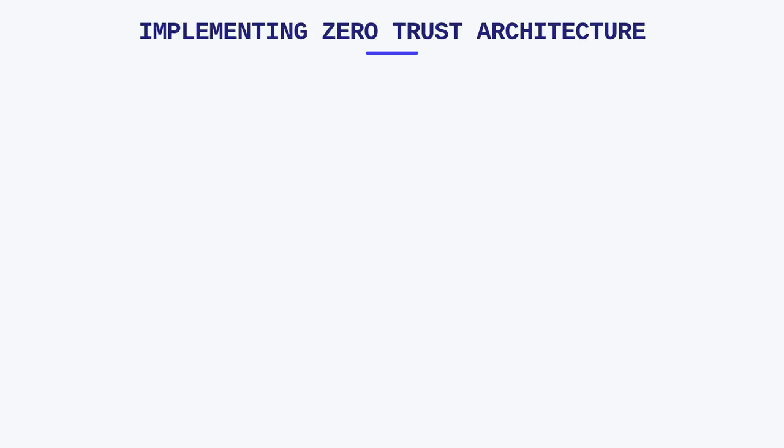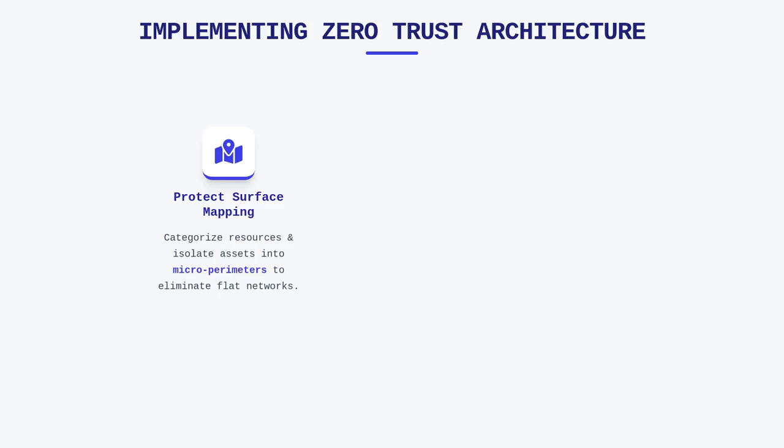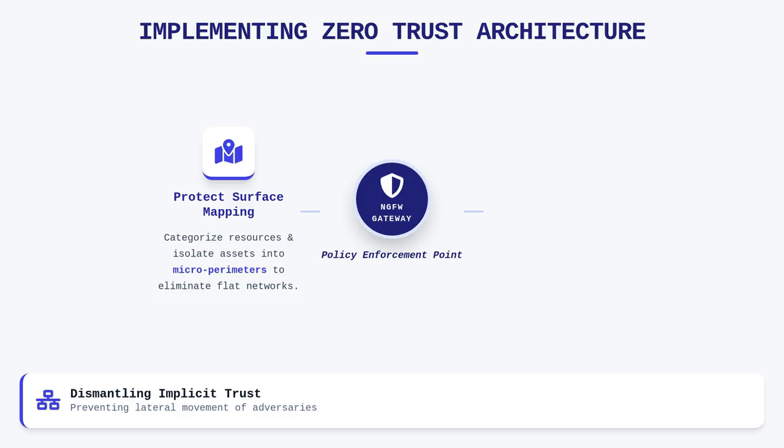To implement this effectively, we must first master the art of mapping our protect surface and understanding how traffic flows between these assets. You should begin by categorizing your resources and isolating them into micro-perimeters using the next-generation firewall as a segmentation gateway. This is where the mapping of implicit trust zones becomes essential, as you are essentially dismantling the flat network architecture that often allows lateral movement for adversaries.